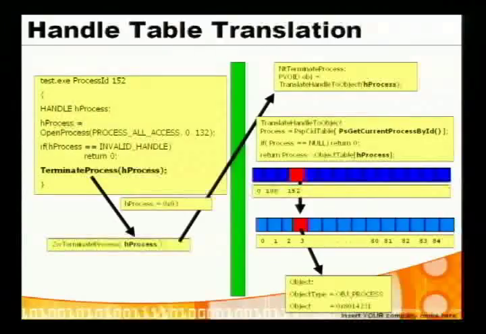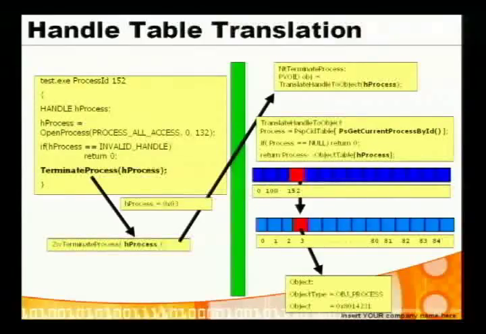Now this is an example of test.exe. Its process ID is 152. It's a userland process that's trying to open an existing process by ID and then to terminate that process. So it makes a call to open process, and the ID it's looking for is 132. It gets back a handle in H process. Then it makes a call to terminate process with the handle of 3. 3 would be the handle to process 132.